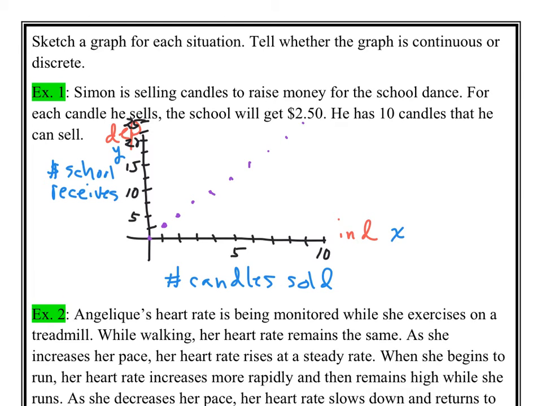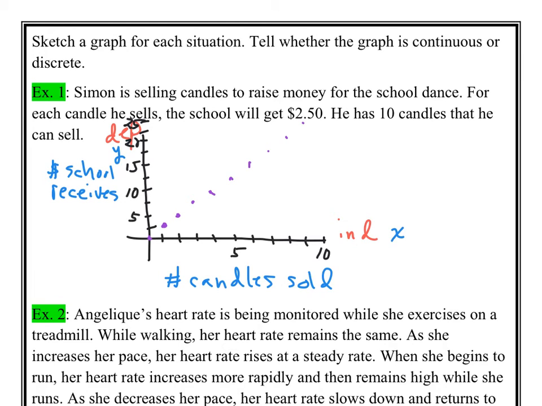So that's our graph for Simon selling his candles. Now technically, we could connect those dots. There's a definite pattern. It's a positive correlation. As the number of candles sold increases, the amount of money the school receives increases. They're both going in the same direction. That's a positive correlation. This is a scatter plot with a very strong positive correlation.